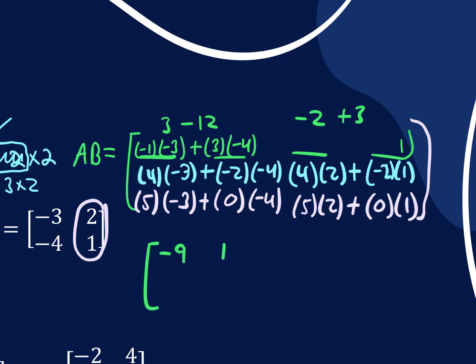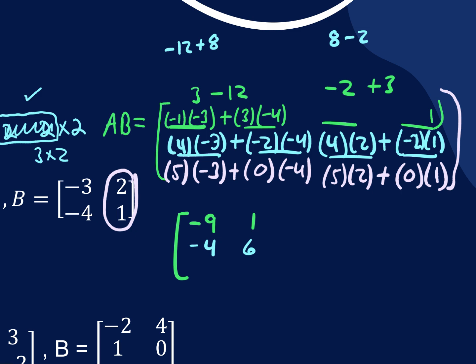All right, and now let's do the next row. -3 times 4 is -12. I'll do that up here. Plus -2 times -4 is a +8, and -12 plus 8 is a -4. We'll do the same thing over here. 4 times 2 is 8, plus -2 times 1 is -2, and 8 minus 2 is 6.